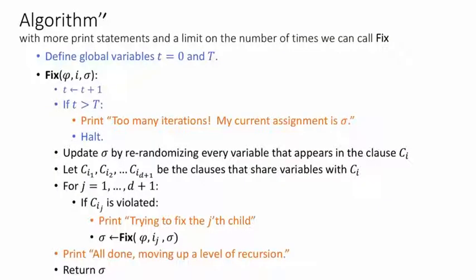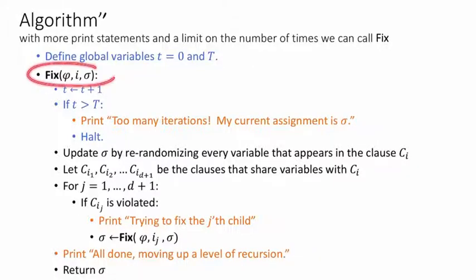Okay, so that was algorithm prime with some print statements. Now let's take a look at algorithm prime prime. Just one more change. I'm going to add a limit on the number of times that we can call fix. So more precisely, I'm going to define some global variable, capital T, to be determined, and I'm going to keep some counter t equals 0.